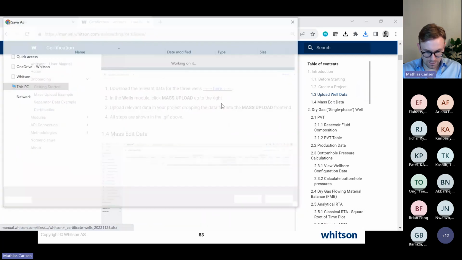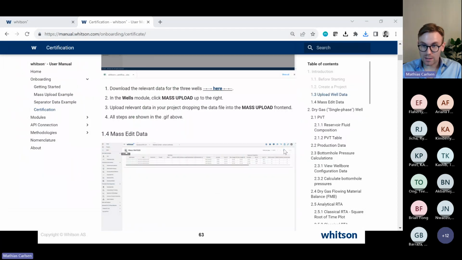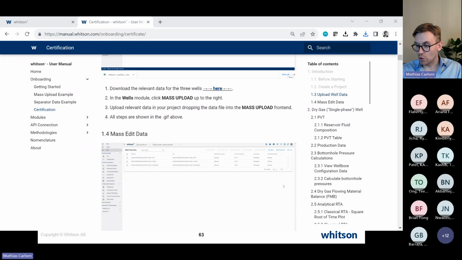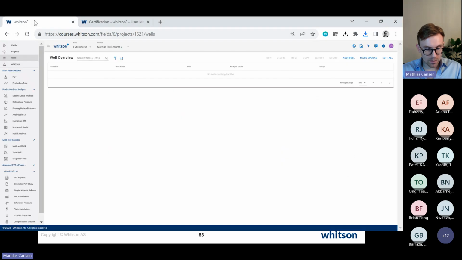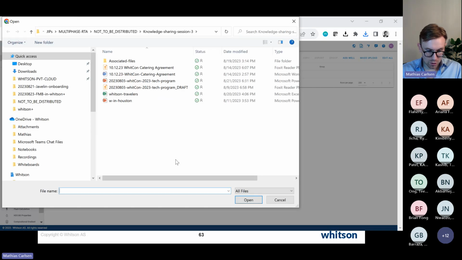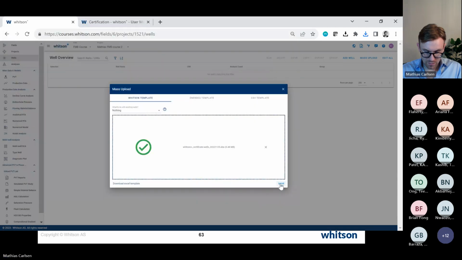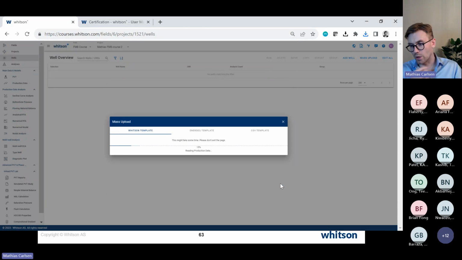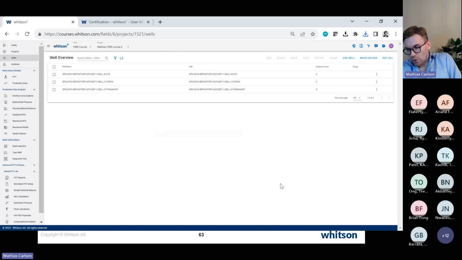So this link right here, copy the link. I'm going to paste that link into the chat. So if you click this link right now, that will download on your computer. So then your only job would be to go mass upload, find that file on your computer right here, click save, and then you have the wells there. That's where we're going to do the work. We're going to use these later, but I just want to make sure that everybody has that. So I'm going to show that one more time. Go to the chat in the Teams.